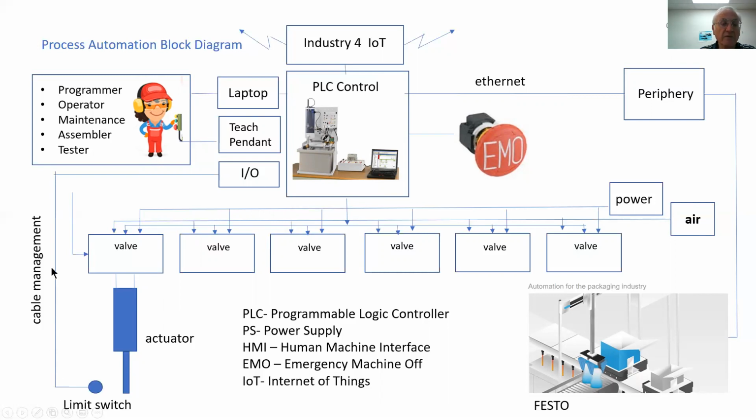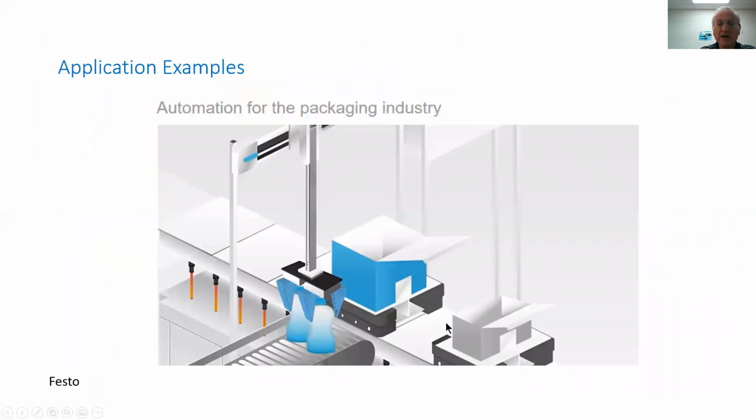And then there will be cable management that will be providing also feedback of various sensors to the controller, including the emergency off. This is a button that has to be included in any automation system. We see over here an example of Festo XYZ pneumatics, which is picking up with a gripper over here, picking up parts from a conveyor belt and putting them automatically inside a box.